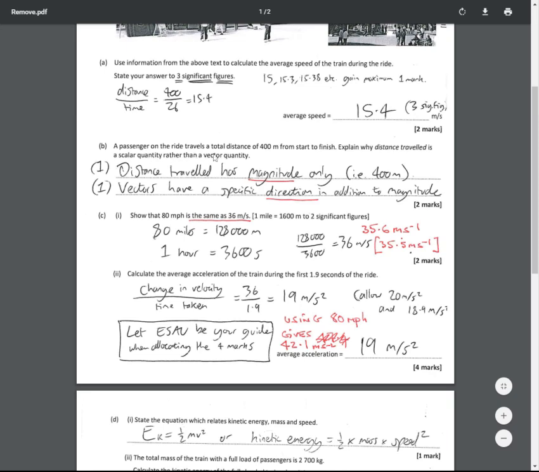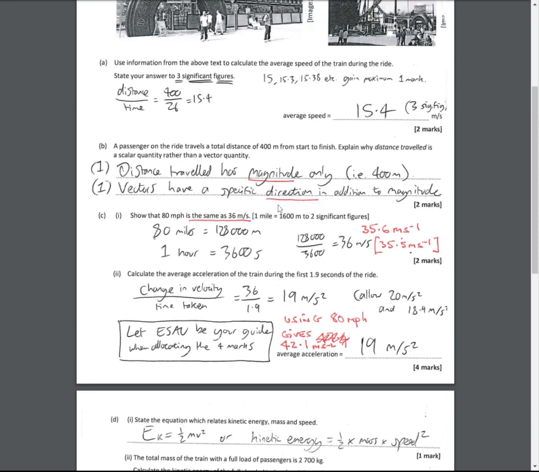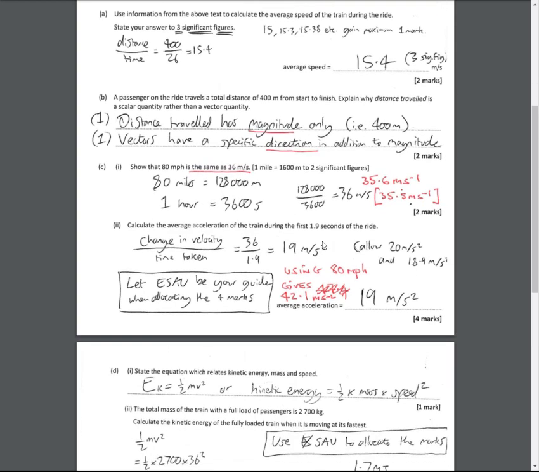What's the difference between a vector and a scalar? A vector has direction and magnitude, whereas a scalar just has magnitude. Distance is a scalar, displacement is a vector. Essentially, 1 mark for mentioning direction, 1 mark for mentioning magnitude, and you lost a mark if you somehow confused the difference between scalars and vectors.